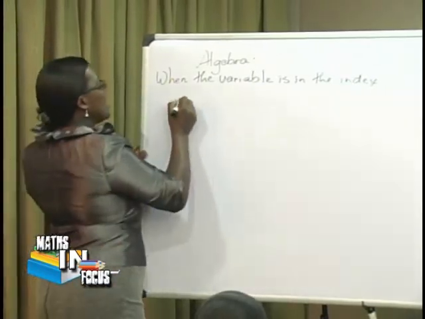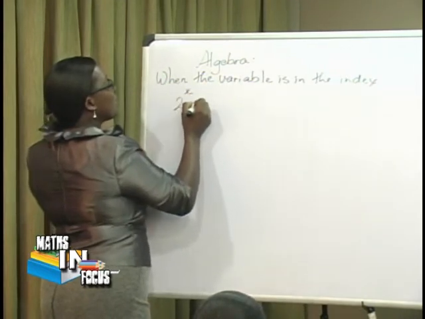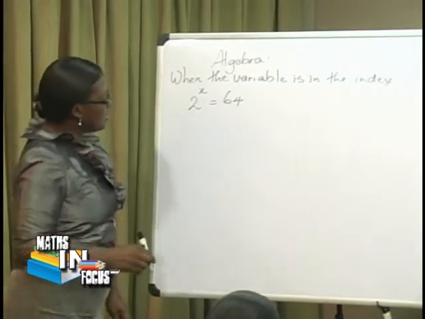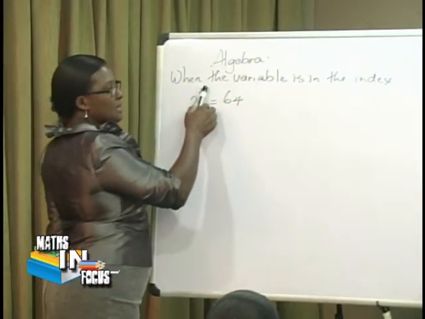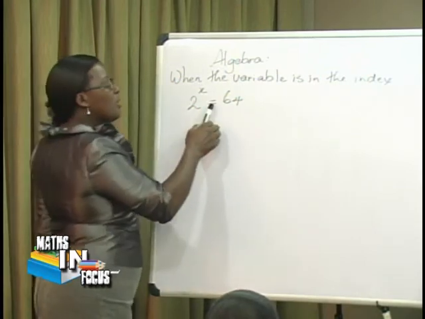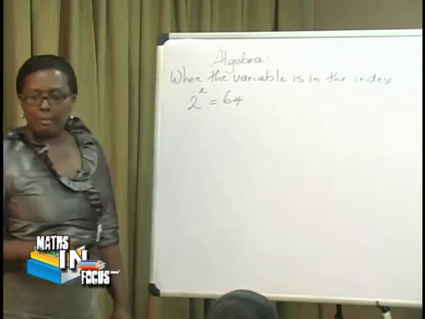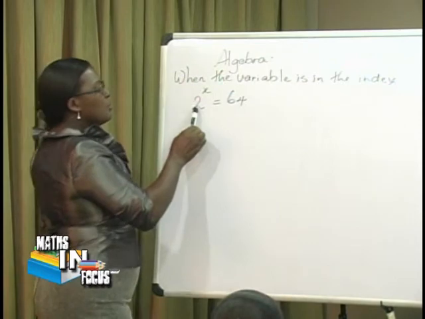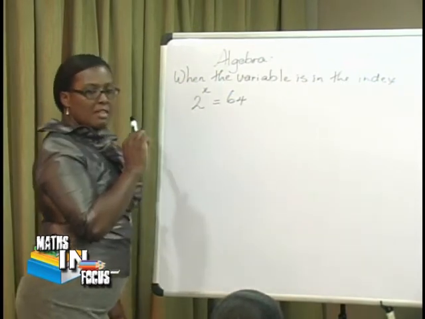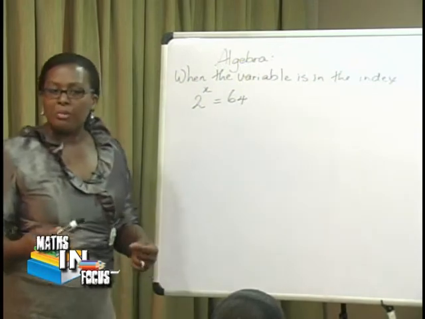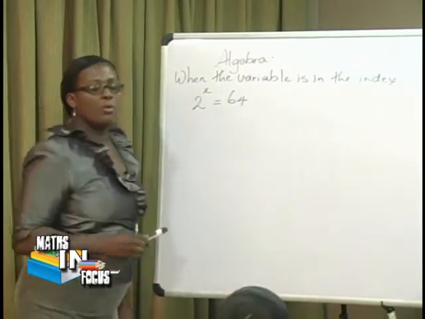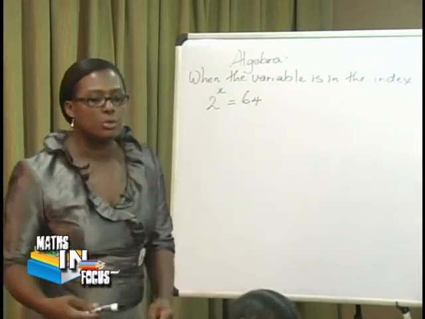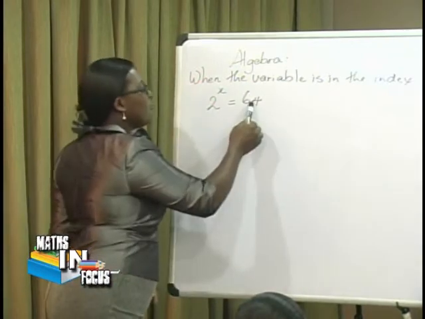So for example, we can have 2 raised to the x power is equal to 64. We see the 2 as our base, and the index becomes x. And when we finish, out comes 64. Now we can ask ourselves the same question in this way. What power do we raise the 2 to, so that when we multiply the 2 by itself a number of times, out comes 64? How many times do we multiply the 2 so that we can get 64?